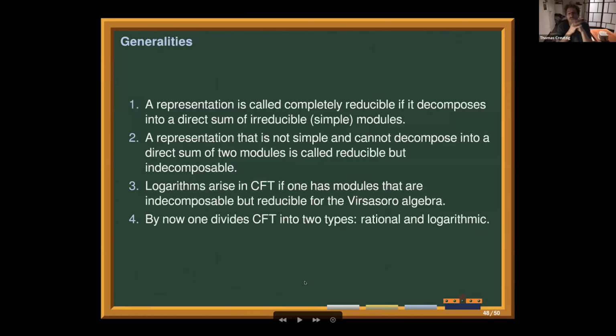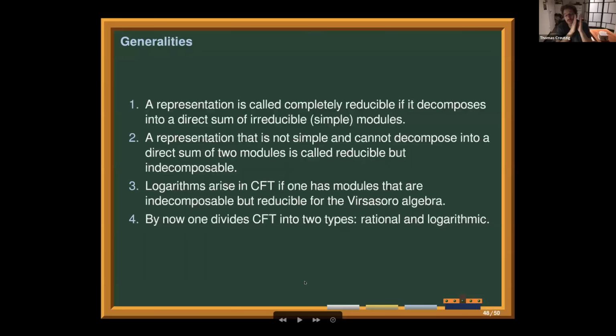So we call a representation completely reducible if it can be written as a direct sum of irreducible modules, of simple modules. This is something that you are used to. And a representation that does not have this property is called non-reducible. And in particular, if we have a representation that cannot be further decomposed, it cannot be written as a direct sum of two representations, but is not simple, it is called reducible but indecomposable.